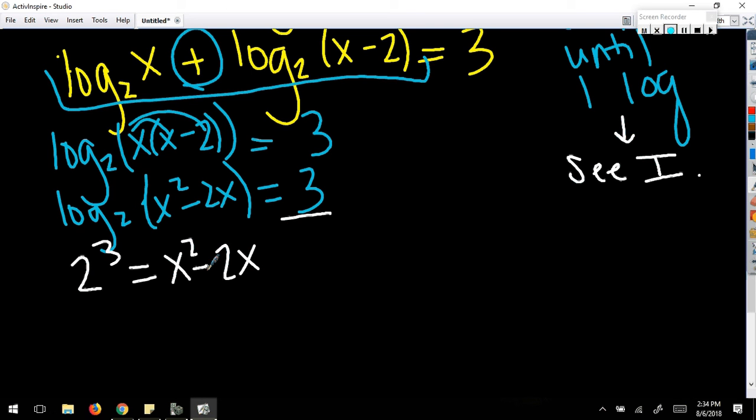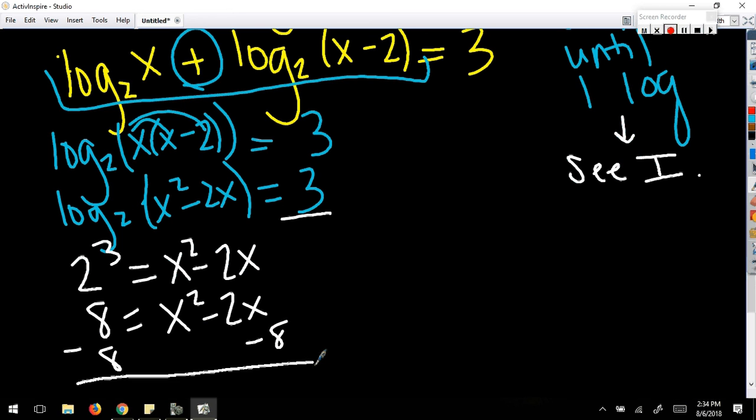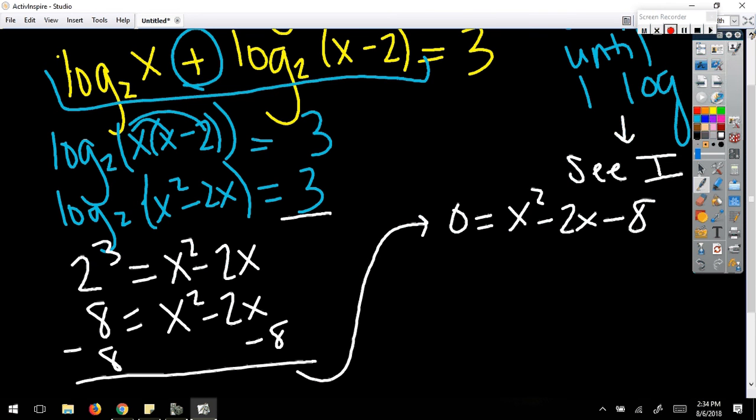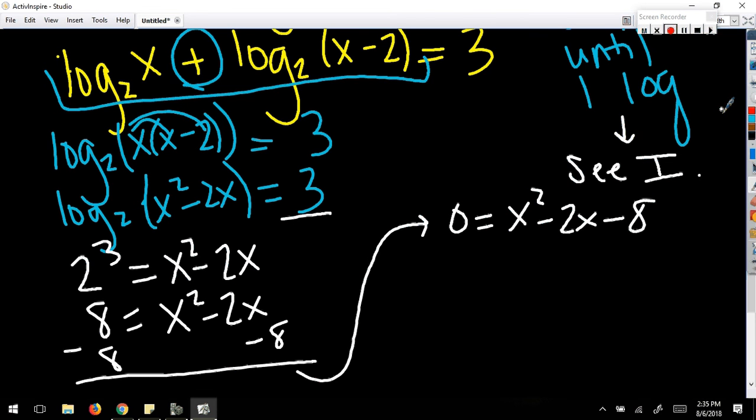Again, I have a quadratic. 2 to the third is 8. So I want to make it equal 0. I can move that 8 on over. So I have 0 equals x squared minus 2x minus 8. And I hope at this point we can all factor that easy peasy. That factors as x minus 4 times x plus 2.